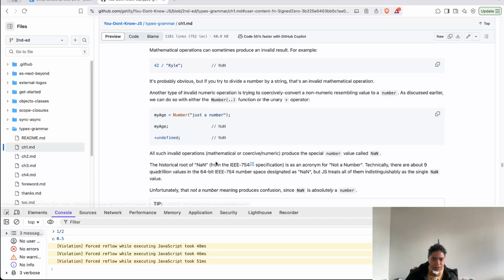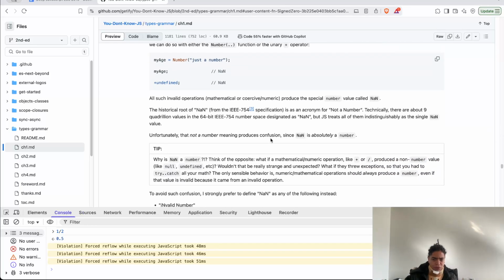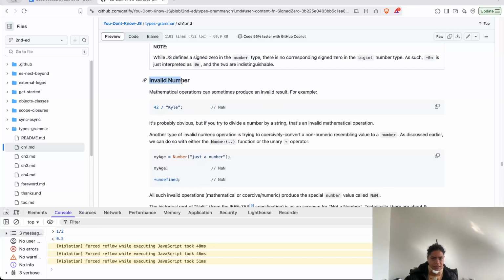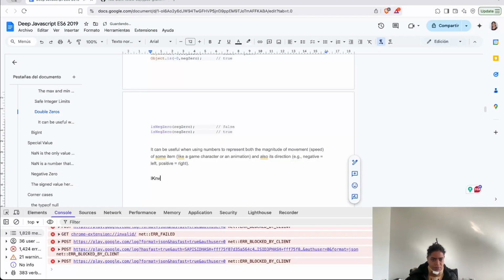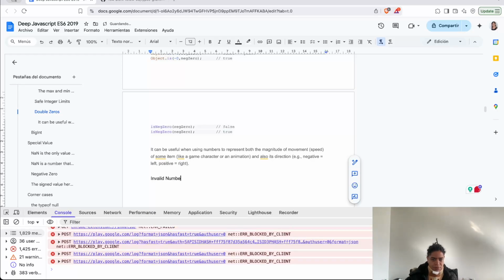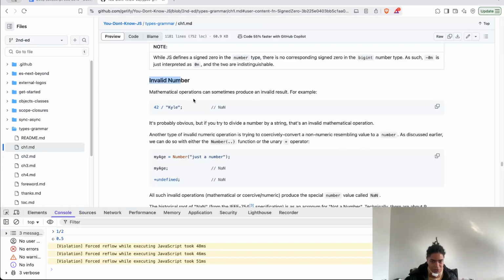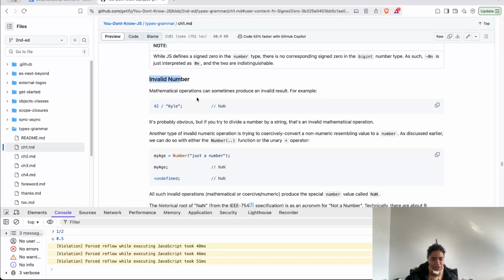JavaScript treats all of them indistinguishably as a single not a number value. Unfortunately, that's not a number, meaning it produces confusion, since NaN is absolutely a number. So invalid number, or NaN, but I prefer to use: not a valid representation of a number that is a number.